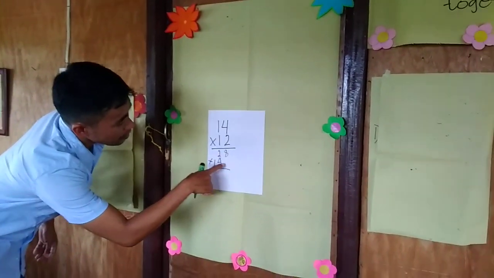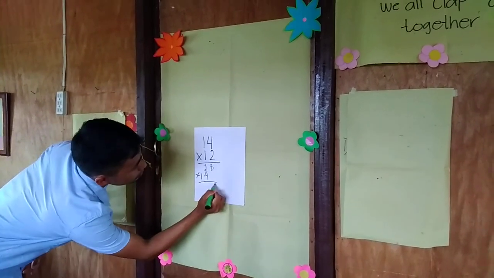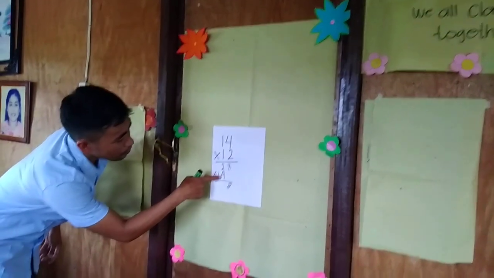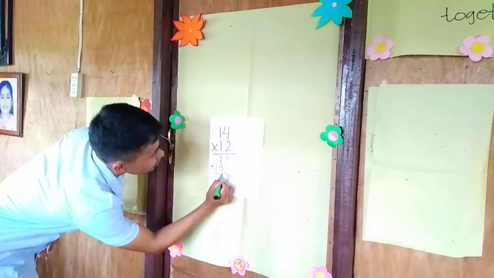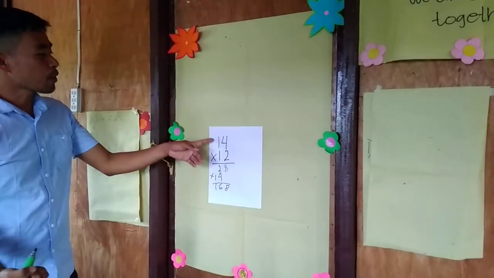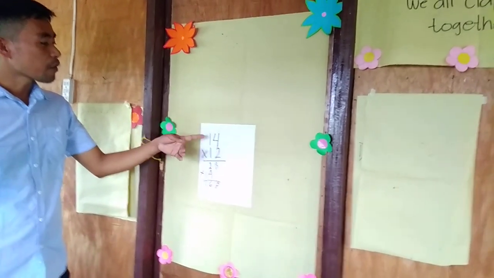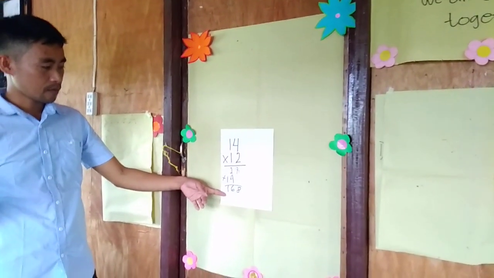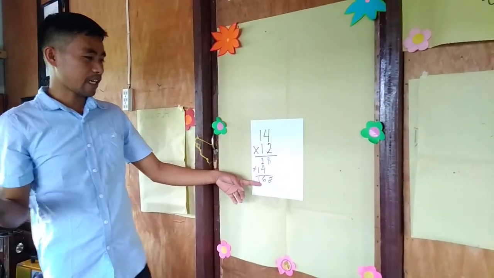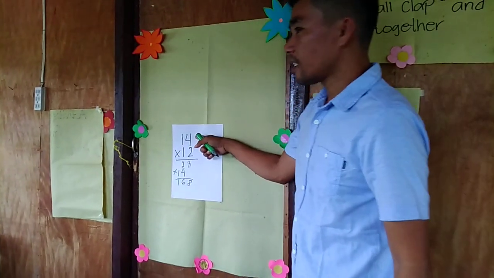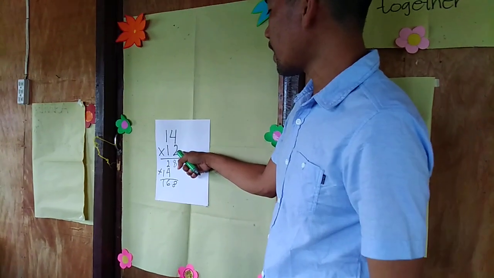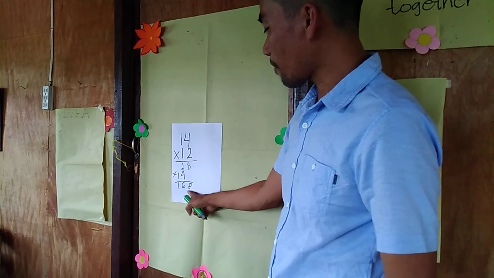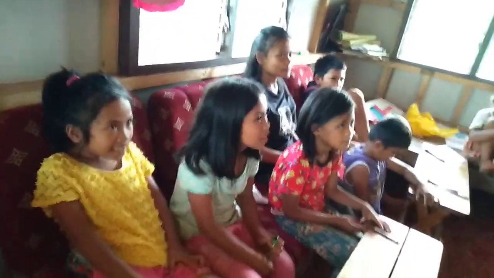So, 8 plus 0 is 8. 2 plus 4 is 6. And 1. So, what is the total? 14 times 12 equals 168. Okay, very good. Again, this is the multiplicand, the multiplier, and the products. Okay, understand? Yes, teacher.